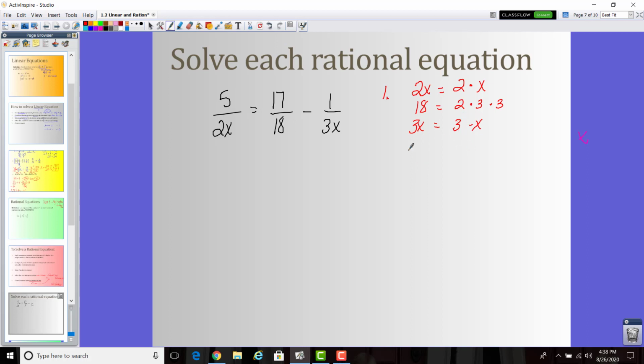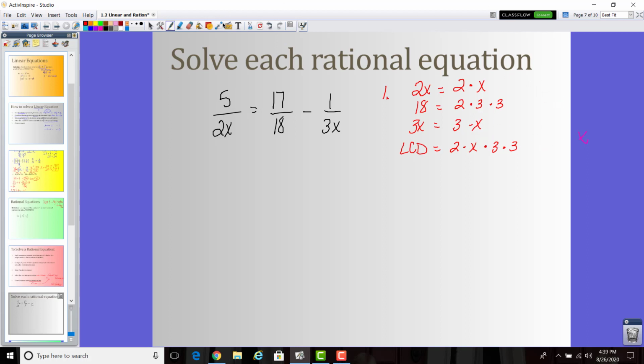What I'm going to do with these is make an LCD list. I need to have the factors of each one of these denominators in my LCD. So I'm going to start with my first one. To make up the denominator of 2x, I need a factor of 2 and x. To make up the denominator of 18, I need a factor of 2, 3, and 3. Well, I already have that factor of 2 in this list, so I only need to add the factors of 3 and 3. To form the denominator of 3x, I need the factor of 3 and x.